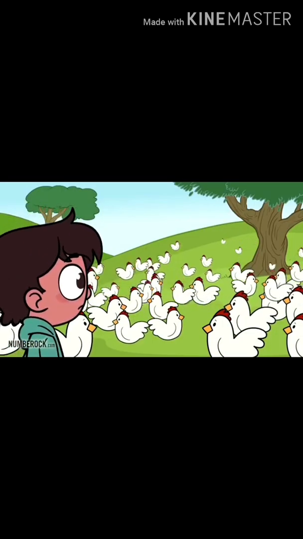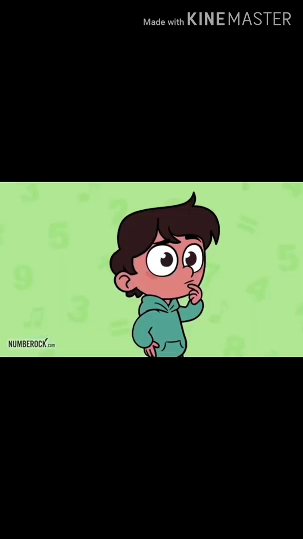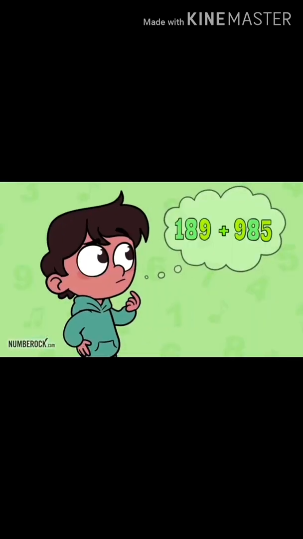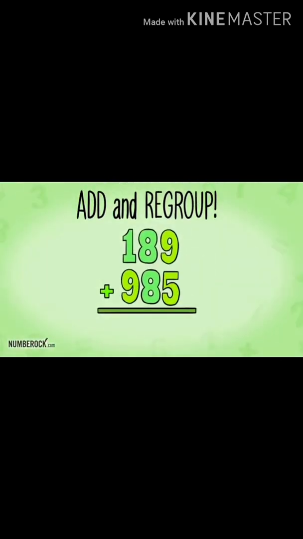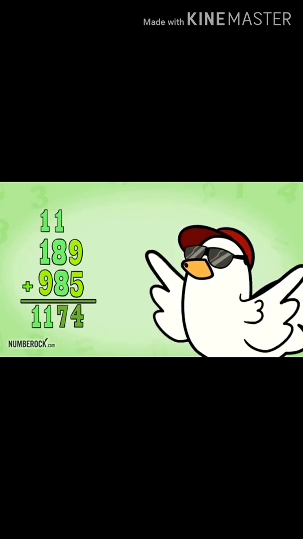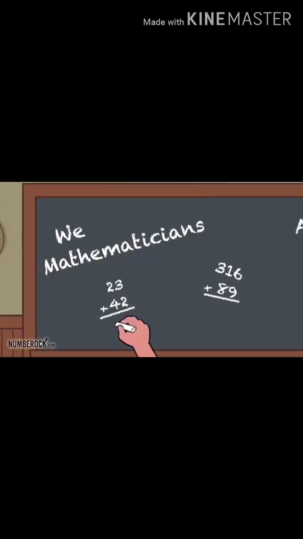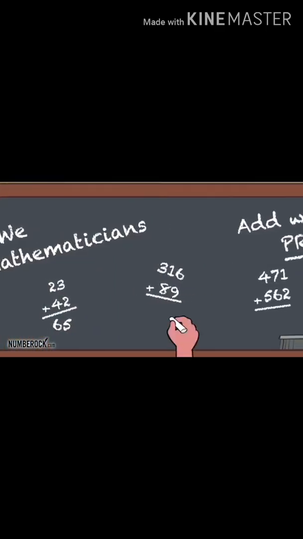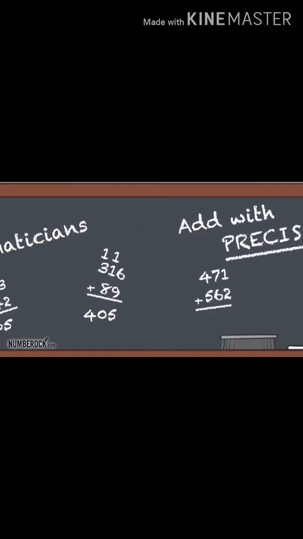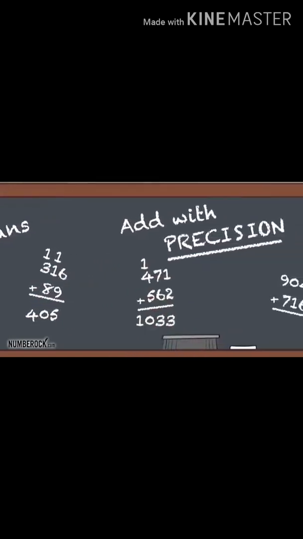And 985 hens are outside. To find out how many hens are in the coop, we gotta know how to add and regroup. 9 and 5's 14, write the 4, the 10 carries. 1 plus 8 is 9, plus 8 is 17. Keep the 7, the 100 regroup. 2 plus 9 is 11, cock-a-doodle-doo. We mathematicians add with precision.